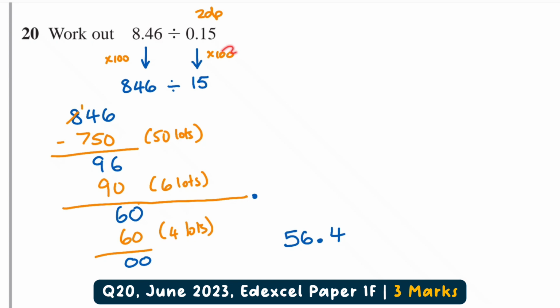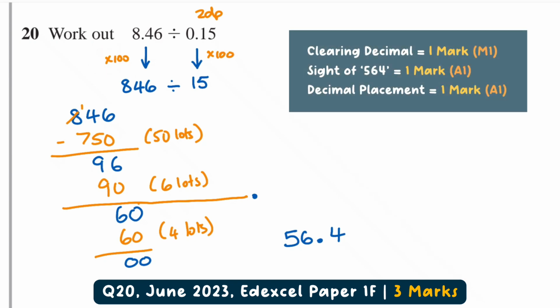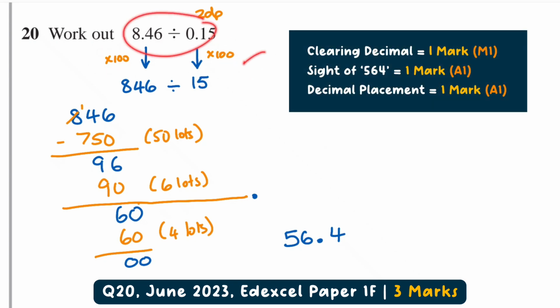This question is worth 3 marks. The first mark is for multiplying both numbers by 100. This is a method mark. The second mark is an accuracy mark for the digits 5, 6, 4. And the last mark is an accuracy mark for the correct placement of the decimal point.